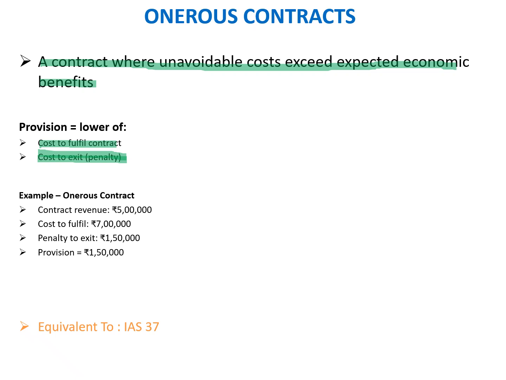And it has been demonstrated through an example here. So contract revenue is 5 lakh. The cost to fulfill or complete that contract is 7 lakh. And if we exit that contract, we have to pay a penalty of 1 lakh 50,000. So in that case, we have to create the provision of 1 lakh 50,000, because that is the lower of 1 lakh 50,000 or 7 lakhs. So whichever is lower, we have to create the provision for the same. So we are creating the provision of 1 lakh 50,000. This treatment is absolutely aligned with IAS 37.